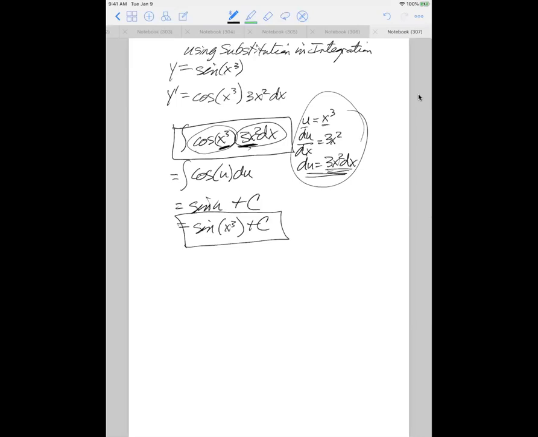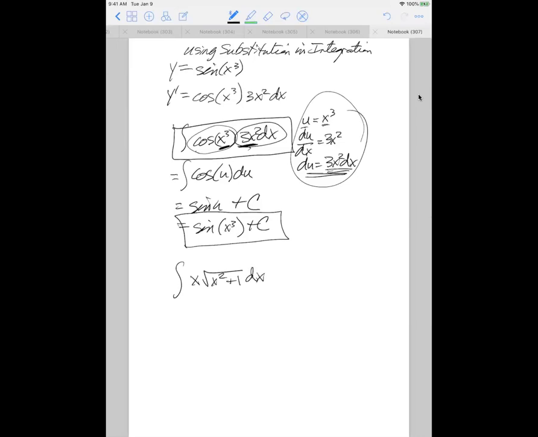So let's look at this other one. Let's now look at this one. I said a constant multiple of it. So if we have an integral of, check this out, we've got x times the square root of x squared plus 1 dx. Okay?